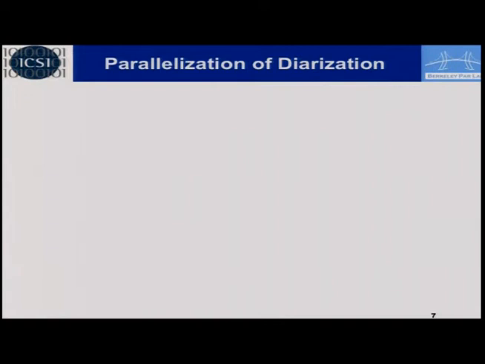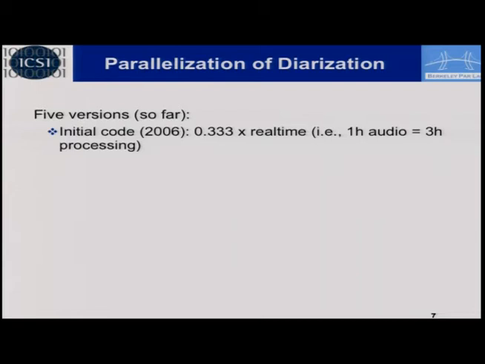More important for you here is we started with five versions of this code. First version, 2006, was about one-third real-time. That means for 10 minutes of a meeting, we needed 30 minutes of processing. Second version was a little bit more optimized. We did all kinds of neat tricks. And then we went to 1.5 times real time. That means for 10 minutes of a meeting, you needed about 7.5 minutes of processing time.